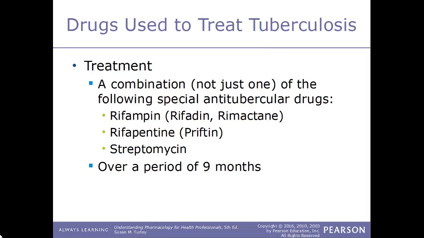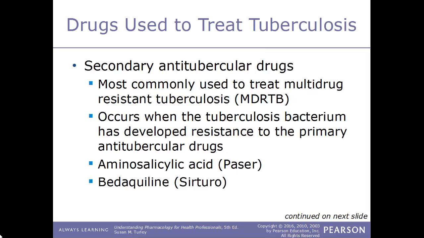Now these combination drugs are given over a period of 9 months, so it's not something that's going to be dealt with quickly. Now in addition to those combination drugs, there is another type of anti-TB drugs that are called secondary anti-tubercular drugs. And these are most commonly used to treat multi-drug resistant tuberculosis, or MDR-TB. This occurs when the tuberculosis bacterium has developed a resistance to the primary anti-tubercular drugs, the ones that were listed on the last 2 slides. Now, some examples of a secondary anti-TB drug would be aminosalicylic acid, which is sold under the name Paser, and also bedaquiline, which is sold under the name Sirturo.